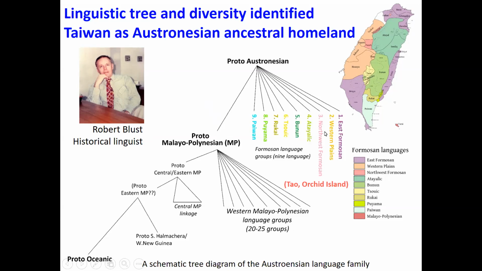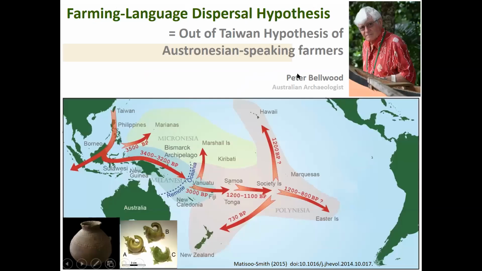Because Taiwan has the highest linguistic diversity, as well as characteristics showing the languages in Taiwan are very old, based on the linguistic data, Taiwan was proposed as the Austronesian ancestral homeland. Okay, and an Australian archaeologist named Peter Bellwood integrated Robert Blust's linguistic model with the farming language hypothesis. His idea is that approximately 6,000 years ago, people living in southern China, the so-called proto-Austronesian-speaking people, were farmers already.